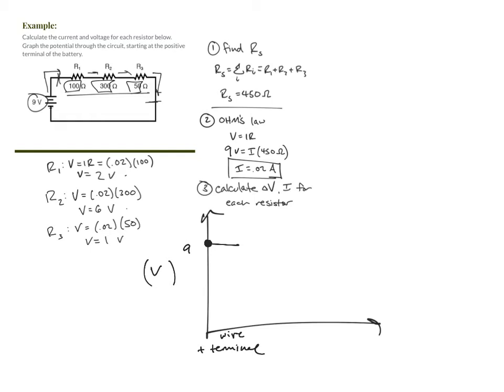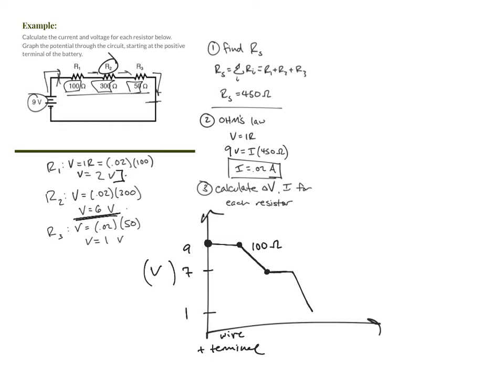As we get to the 100 ohm resistor, we have a drop of 2 volts, and we assume that's linear. That's one of the assumptions we talked about. So we're going to go down 2 volts to 7. This is at the 100 ohm resistor. Then we got a little short section of wire. Then over R2, we're going to lose 6 volts all the way down to 1.